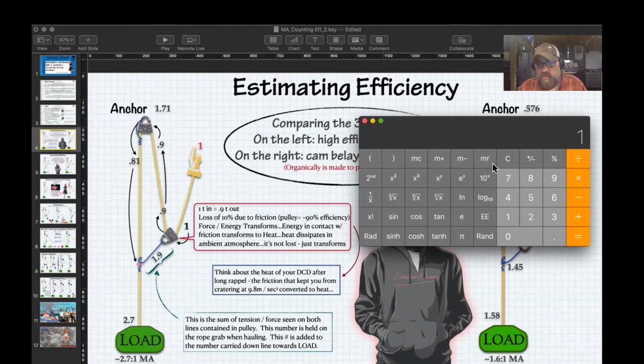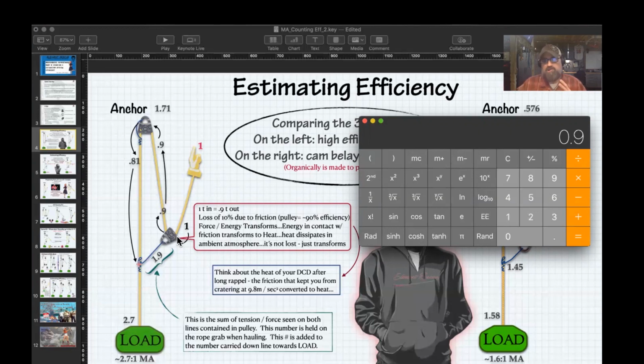So what we're going to look at is when 1 comes in, it's going to go through, and we're going to times that times 0.9 for a 90% efficiency pulley. And as that comes out, that's what we get, 0.9. So as 0.9 comes out, people will ask, well, what about simple linear laws of physics with Newton and things like that?